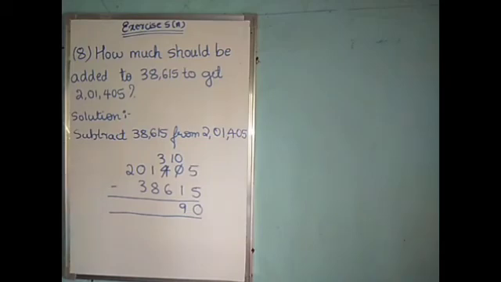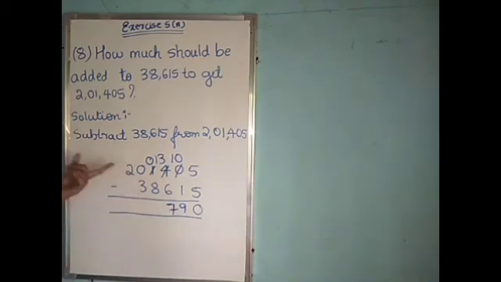3 minus 6 is possible to subtract? No, it is not possible. So what we have to do? We have to borrow from next number. The next number is 1. If we borrow from 1, then 1 becomes 0 and here 3 becomes 13. 13 minus 6 is how much? 13 minus 6 is 7.